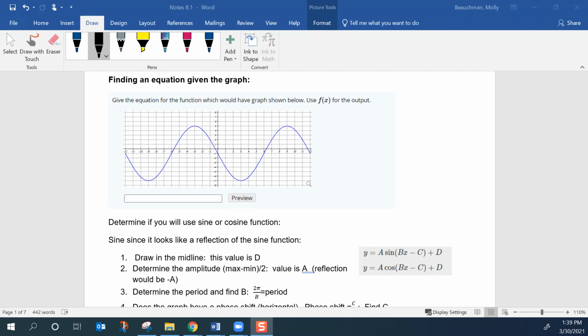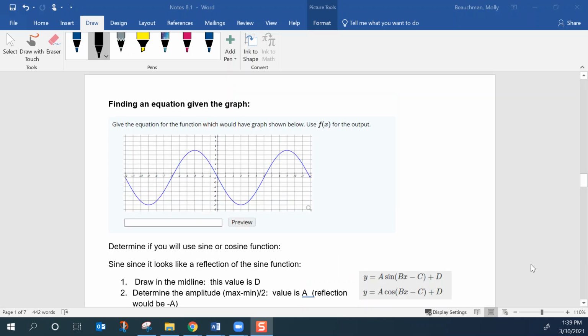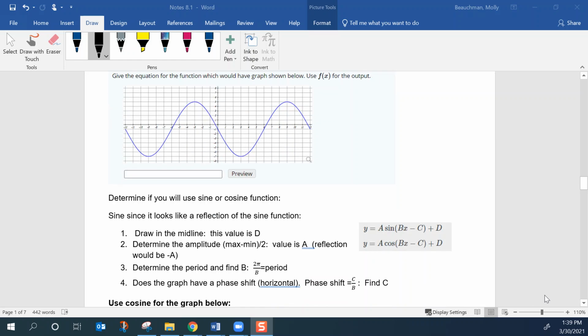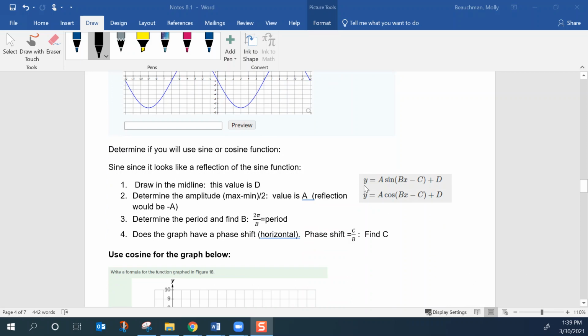In this video, we'll take a look at graphs of sinusoidal functions and how you find an equation given the graph. So we'll review a little bit what the equations look like: y equals a sine(bx minus c) plus d, or y equals a cosine(bx minus c) plus d. If we're working backwards, starting with the graph and trying to find the equation, we want to find the values for a, b, c, and d.